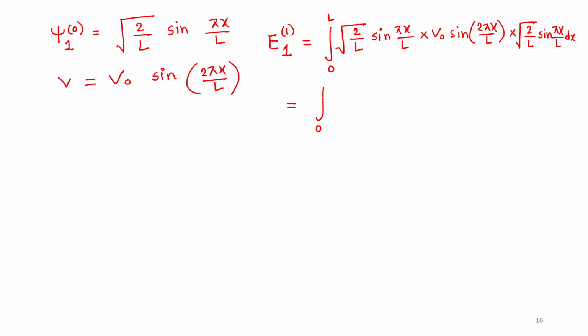Now let me shorten it down for you. V0 is constant, so I will keep it outside the integral. Now I have sine 2 pi x by L, and also I have 2 by L here, right? 2 V naught by L will come outside the integral, and I have sine square pi x by L dx. Okay, so can I make anything out of this? Let me check.